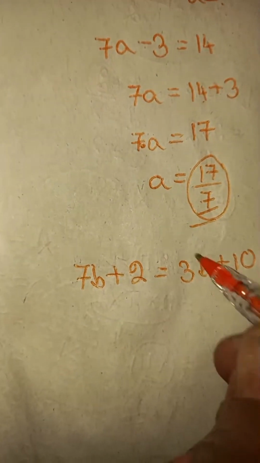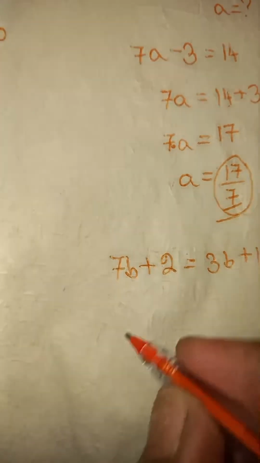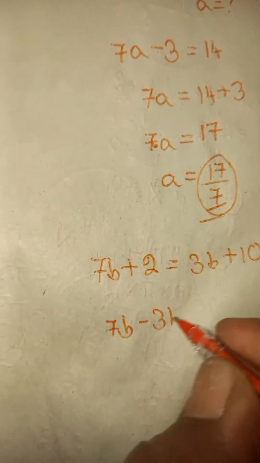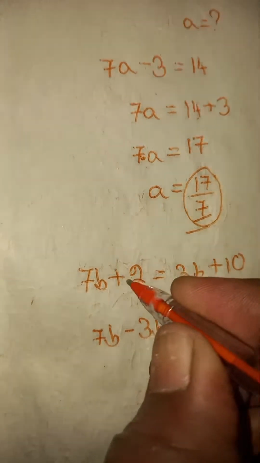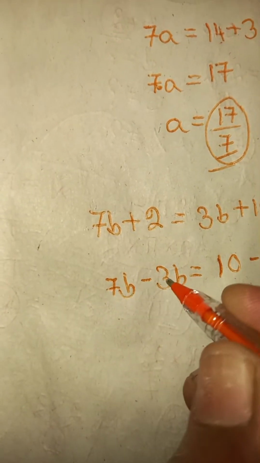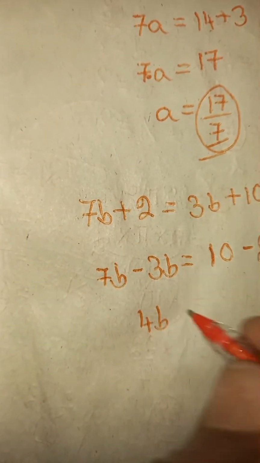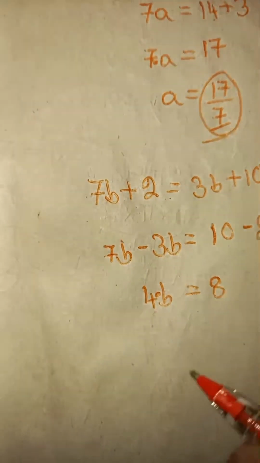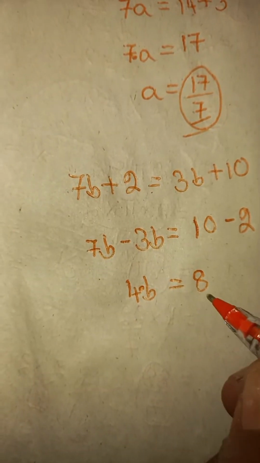Now you can take this 3b to this side, it becomes minus 3b, and plus 2 to that side, it becomes minus 2. So 7b remains as it is, minus 3b, and 10 minus 2 on the other side. 7b minus 3b, both are the variable b, so you can simply subtract. 7 minus 3 is 4, so it becomes 4b. 10 minus 2 is 8. This 4b you can write as 4 times b. 4 is multiplying with b, and when it goes to that side, it goes into the denominator.